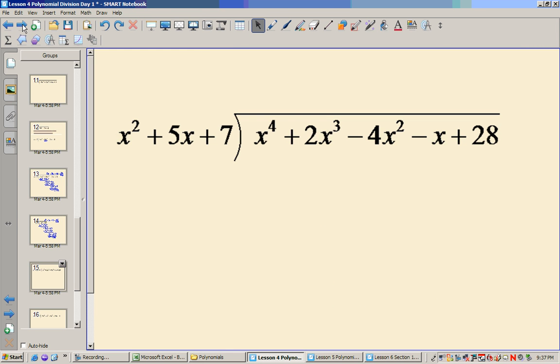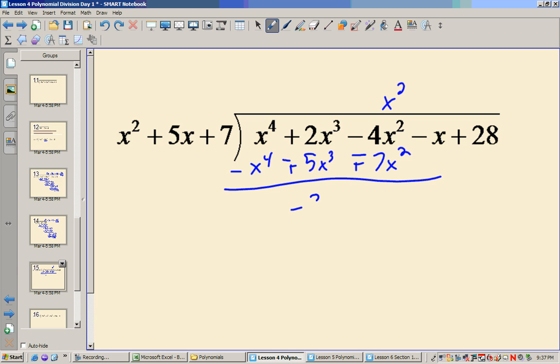All right. Now this problem has a trinomial rather than a binomial, but you do it the same way. So how many times does x squared go into x to the fourth? X squared. So we put that in the x squared column. When we multiply it out, x to the fourth plus 5x to the third plus 7x squared. We subtract all of them, leaving negative 3x cubed minus 11x squared. We drop the next one, minus x.